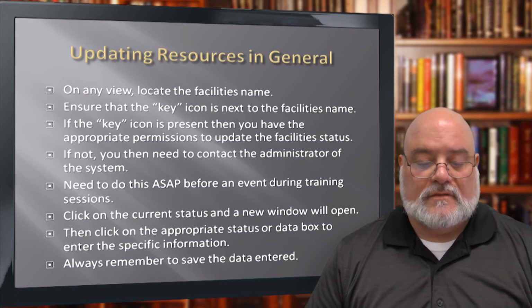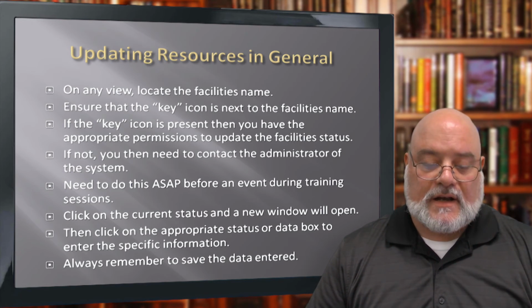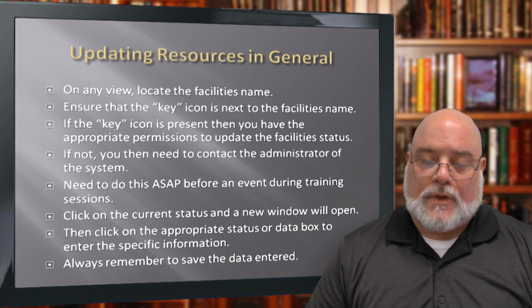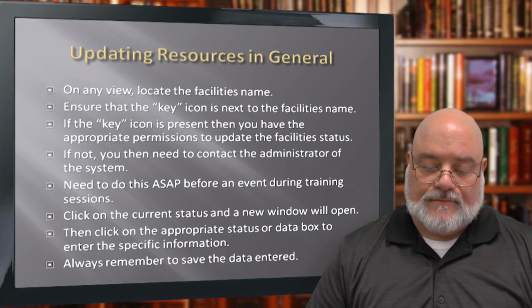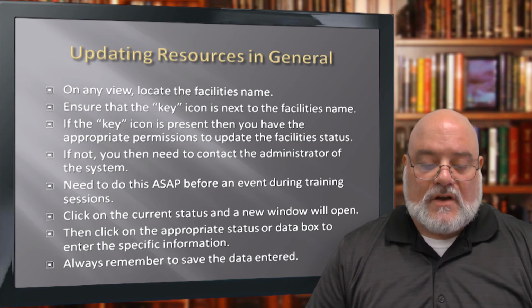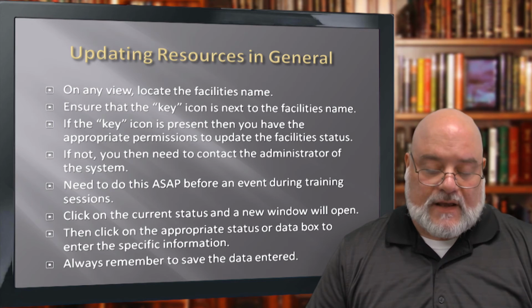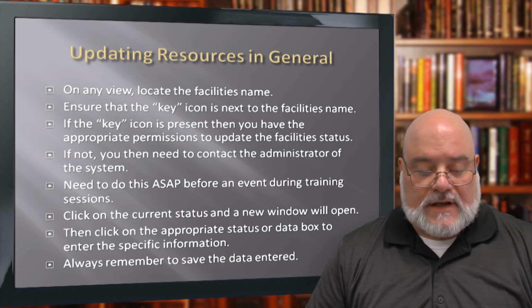Updating resources in general. On any view, you locate the facility's name, ensure that the key icon is next to the facility, whether it's the bed or the flaming envelope. If the key icon is present, then you have the appropriate permissions to update the facility status. If not, you need to contact the administrator of the system. You need to do this ASAP before an event to make sure.